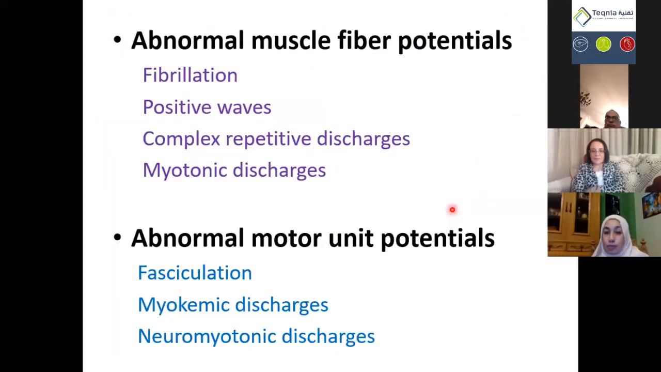Abnormal spontaneous activity has two main sites from which it originates, either abnormality in the muscle fiber or abnormality in the motor unit potential as a whole. Abnormality of the muscle fiber, the most common are fibrillation potentials, positive sharp waves, complex repetitive discharges, and myotonic discharges. Abnormality from the motor unit as a whole, the most famous is fasciculations. We'll discuss each one of them shortly.